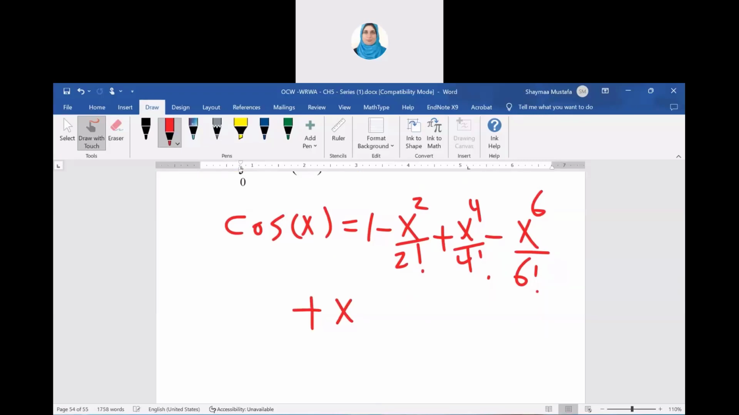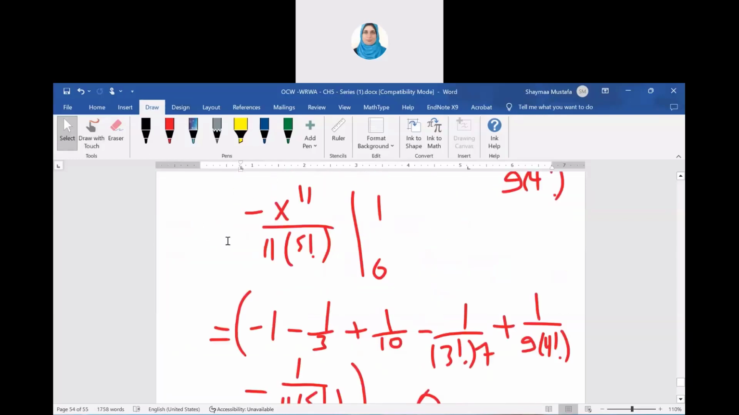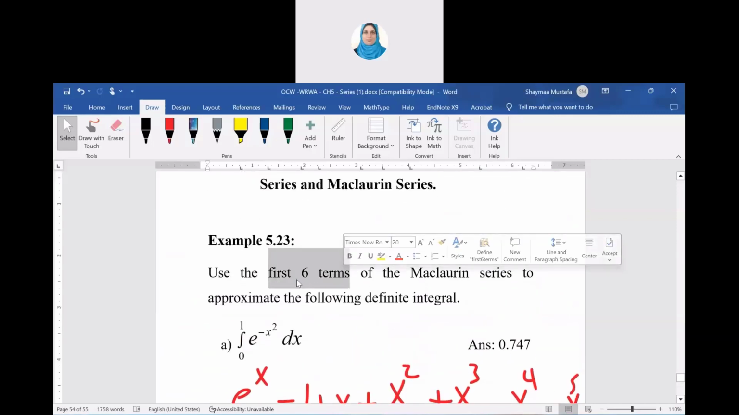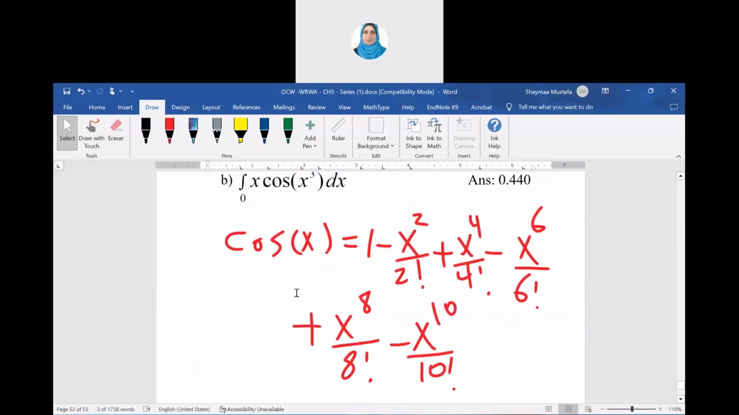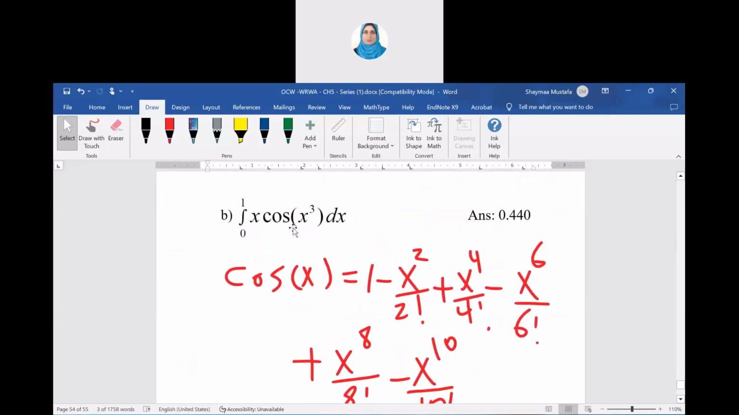Plus x to the power 8 over 8 factorial, minus x to the power 10 over 10 factorial. Now we have 6 terms, I think: 2, 3, 4, 5, 6. If they didn't mention how many terms, 4 terms is enough. But here we have to follow the instruction of 6 terms, so this is why I write until 6 terms. This is the cos x.